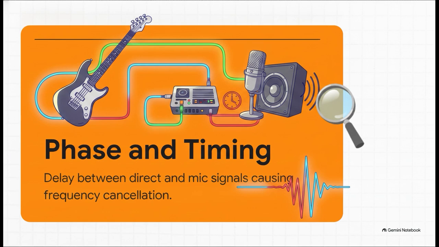Think about it. The DI signal travels through a wire and hits your computer almost instantly. Boom, it's there. But the microphone signal? It has to physically wait for the speaker to push the air across the room and into the mic capsule. That tiny, tiny fraction of a millisecond delay means the two waveforms don't perfectly line up anymore. When you combine them, those out-of-sync frequencies can actually cancel each other out. It creates this hollow, swishy, comb-filtered sound that just totally ruins your tone.